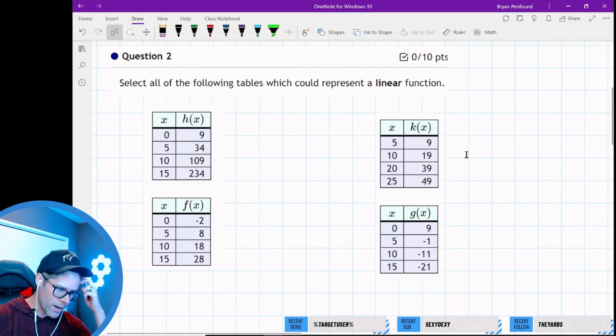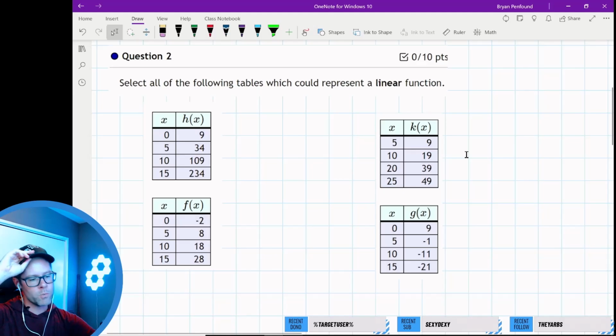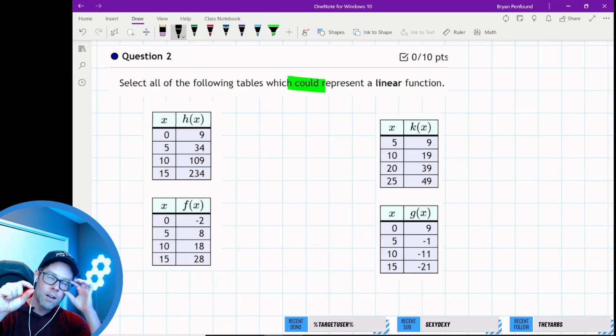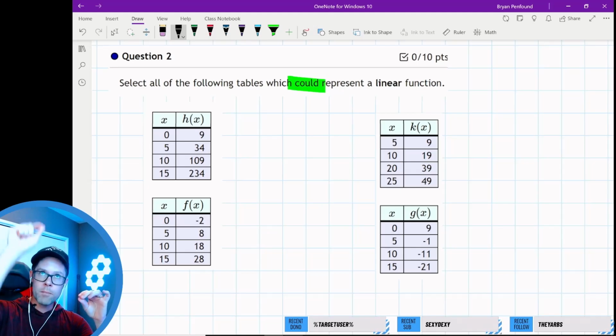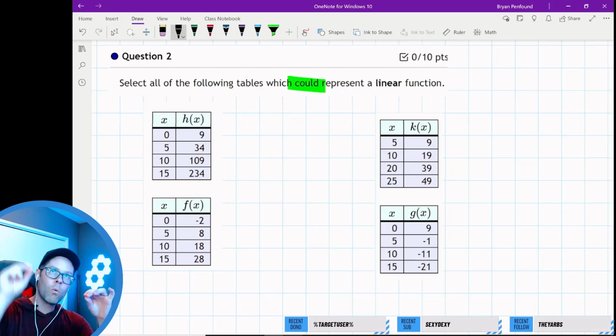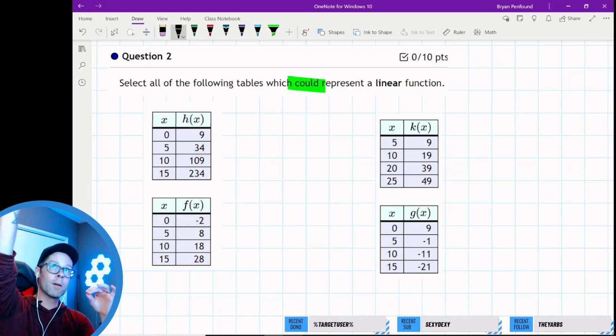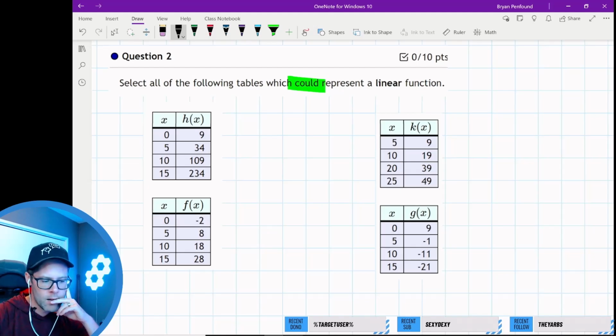Oh, this is an interesting question. Select all of the following tables which could represent a linear function. So for a linear function, I know that as I increment x up by 1, the increment in y has to be consistent, right? So every time I increment x, y ends up getting incremented by a consistent amount. If I think about a parabola, the more I increment x, the more I increment y as well. So it's not a consistent ratio of increment.